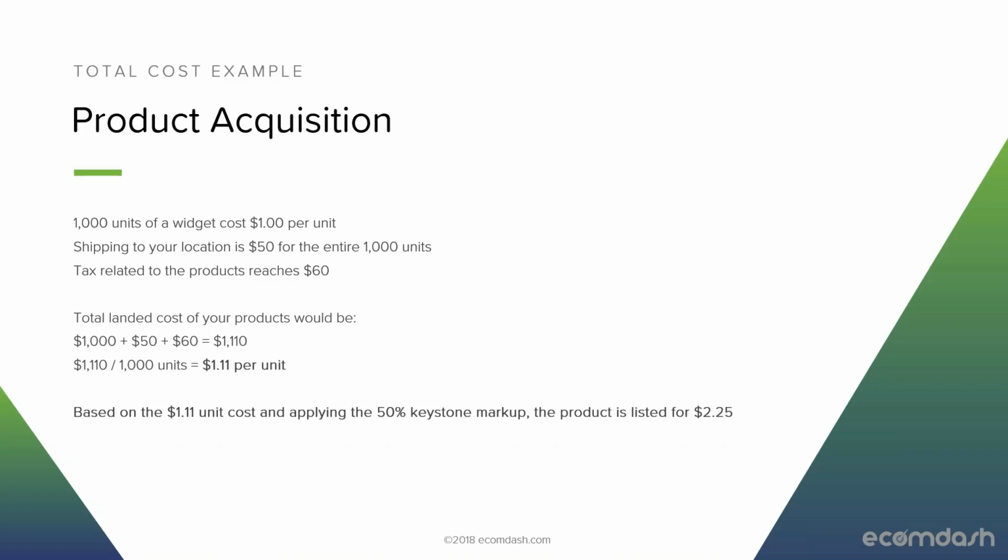$1,110. If you take that $1,110 and divide it by 1,000 units, that gives you a landed cost of $1.11 per unit. So your actual cost is $1, but your landed cost, which again takes into account shipping and taxes, comes out to $1.11 per unit. Based on the $1.11 unit cost and applying the 50% Keystone markup, the product you would be able to list for $2.25.